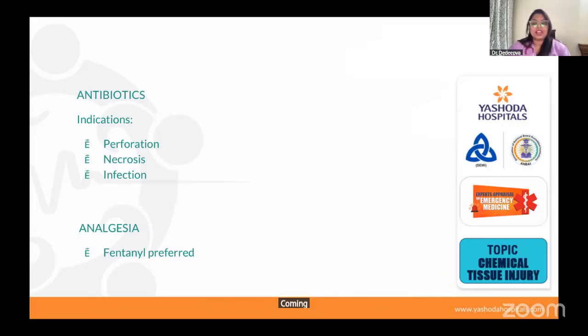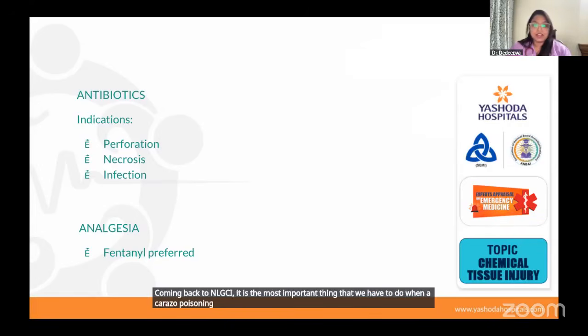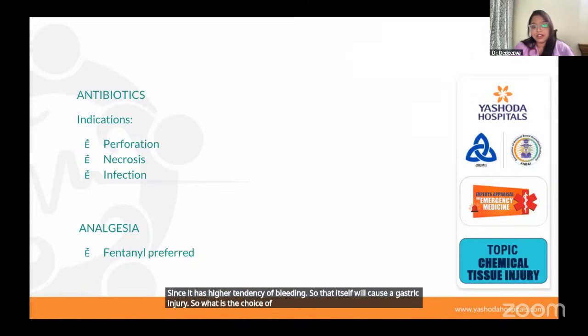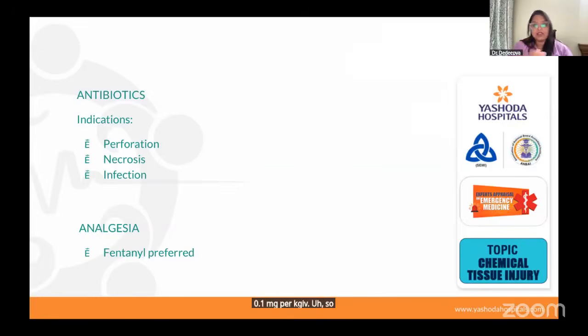Coming back to analgesia, it is the most important thing that we have to do in corrosive poisoning. First, we will discuss what not to give as analgesics in corrosive poisoning. You shouldn't give NSAIDs like diclofenac or ibuprofen since they have a higher tendency of bleeding, so that itself will cause a gastric injury. The choice of drug is fentanyl and morphine. With fentanyl you can start with 1 to 2 mcg per kg IV, and morphine 0.1 mg per kg IV. You can always escalate to infusions if the pain is not reducing.